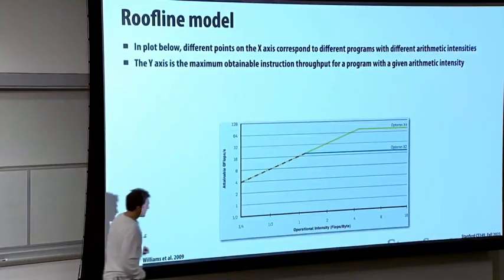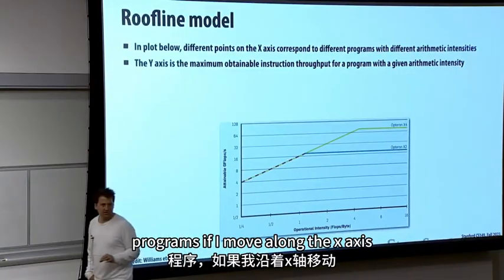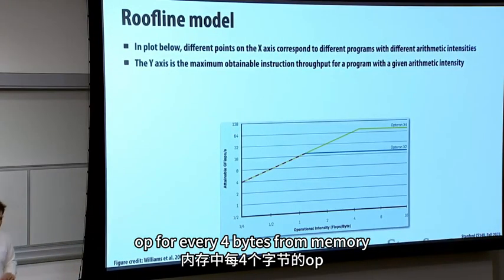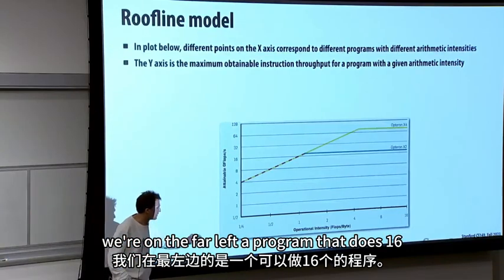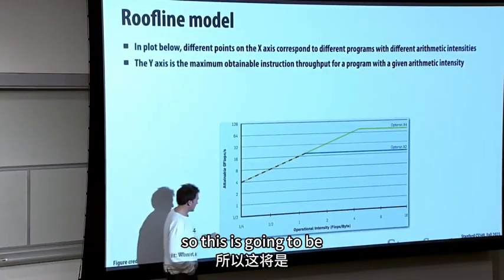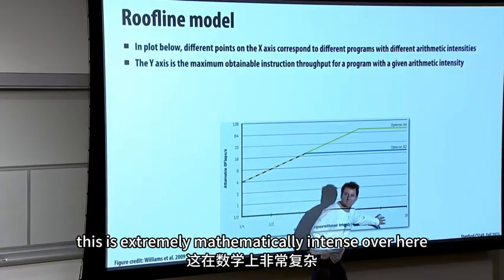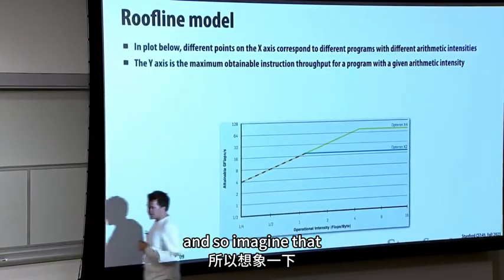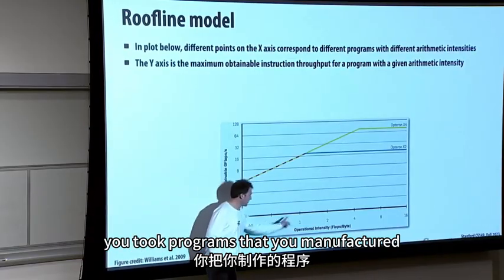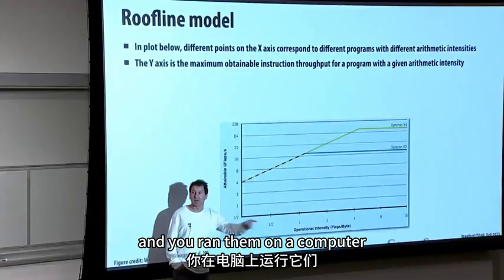Okay? And so these different points on the x-axis are different programs. If I move along the x-axis, I'm talking about a program that does 1 op for every 4 bytes from memory. Or on the far right, a program that does 16 ops for every byte from memory. So this is not very arithmetically intense, and this is extremely arithmetically intense over here. And so imagine that, empirically, you took programs that you manufactured to have those arithmetic intensities, and you ran them on a computer.